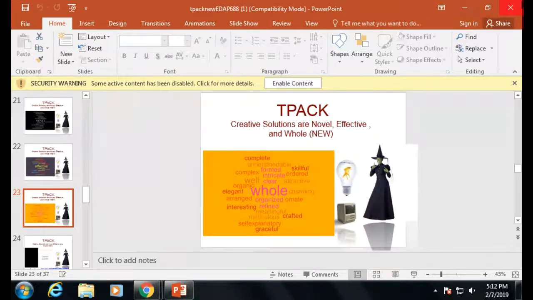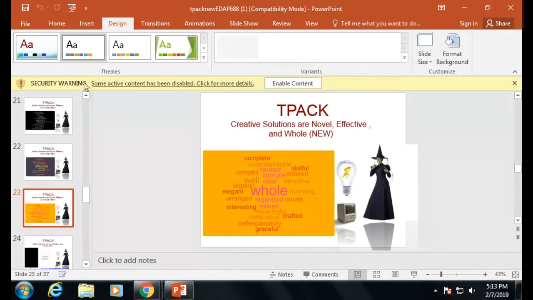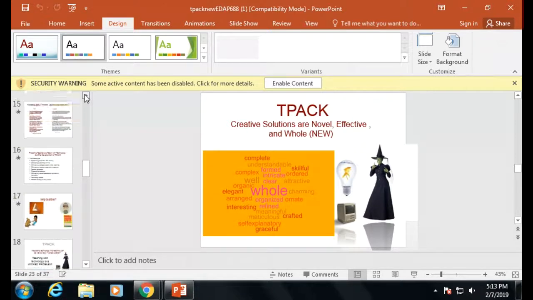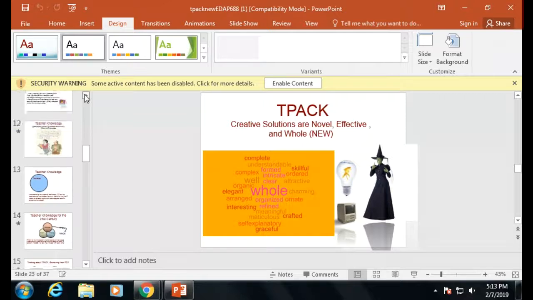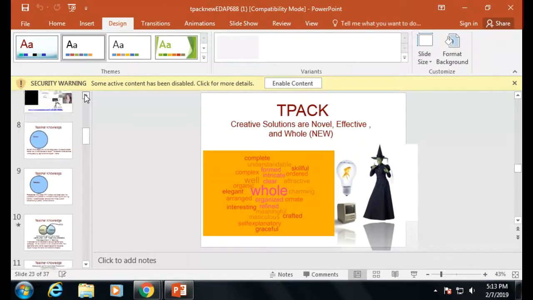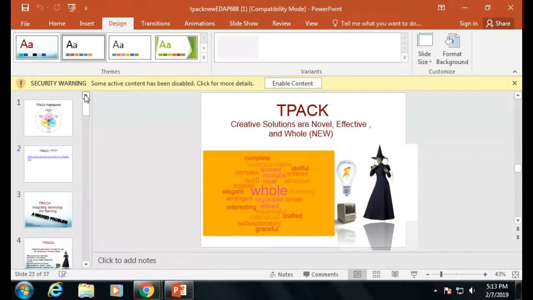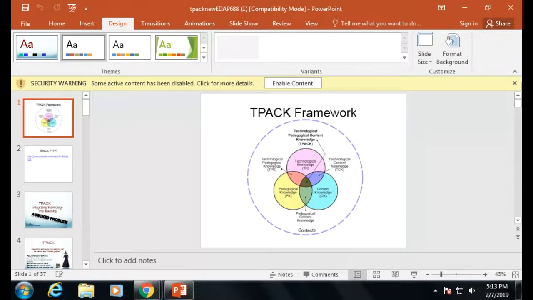Now, one of the things that the TPACK guys have said and continue to say is that when you're looking at using technology and you look at the TPACK model, let me jump back a few slides here, and you're looking at the TPACK model, they goofed. And I'll show you what I mean. And this is so classic of what we do with technology integration. So classic. Okay, so take a look at this.